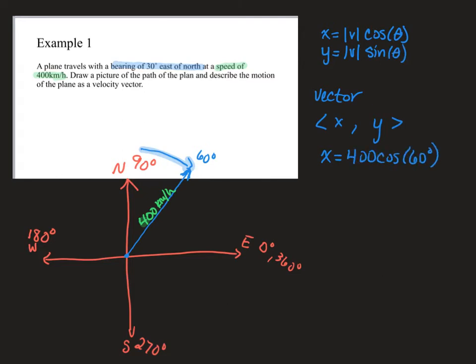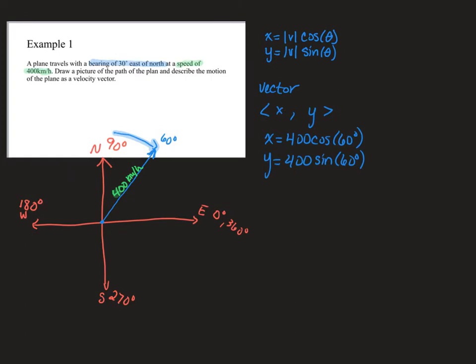Angle is 60 degrees. I'm going to use my calculator to find these values. Make sure your calculator is in degree mode. My x value is 200. And again, this is an X kind of velocity, so I am going to still use kilometers per hour here. And then my Y value is 346.4 kilometers per hour.